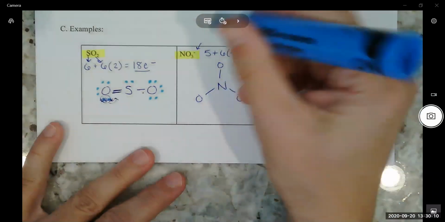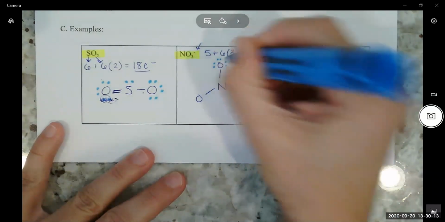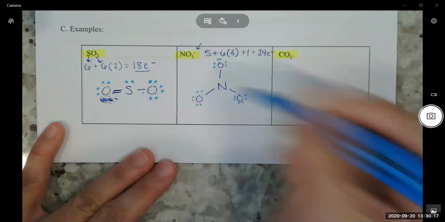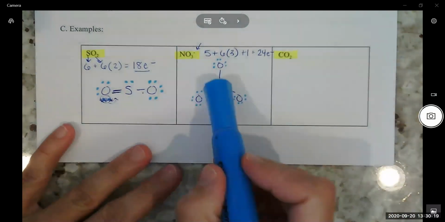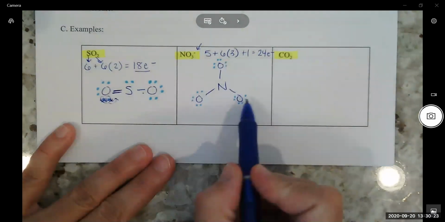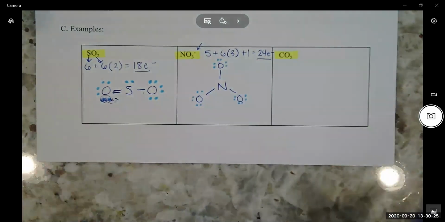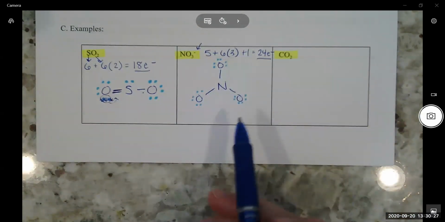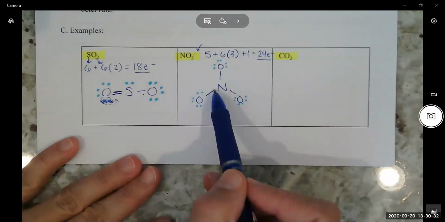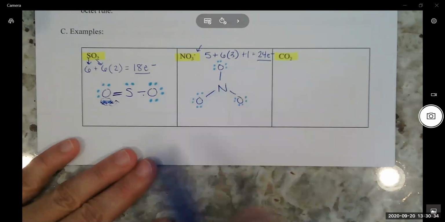I'm going to complete the octets around my outside elements. And I'm going to recount my electrons. I have 2, 4, 6 in the middle, 8, 10, 12, 14, 16, 18, 20, 22, 24. That's the correct number of electrons. So I don't have to add any electrons to my central atom. But nitrogen still does not have a complete octet. It has 2, 4, 6 only.